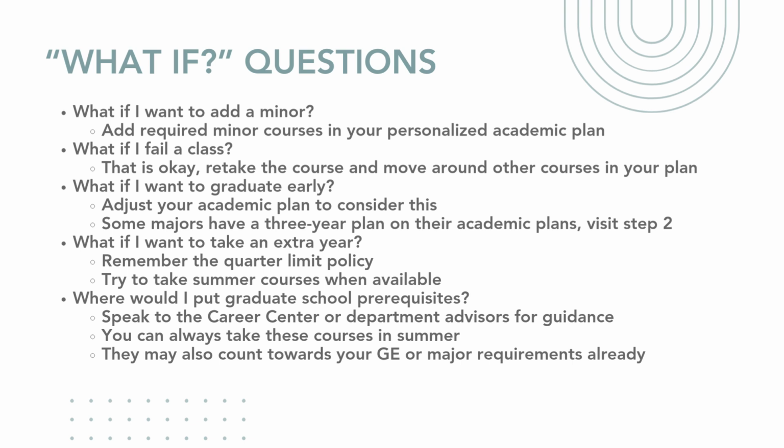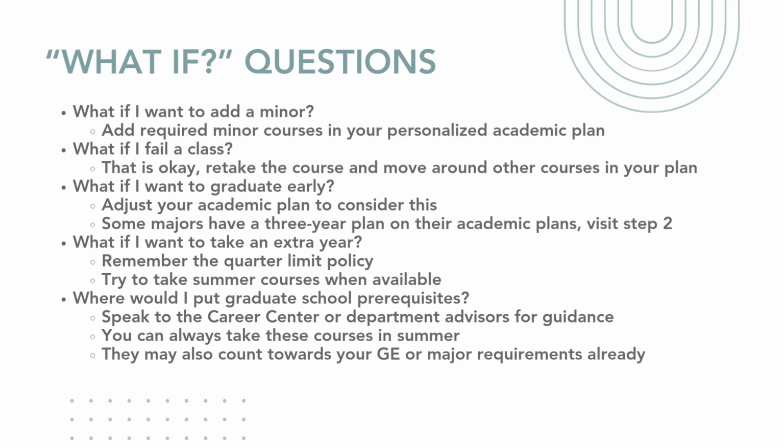Here are some common what-if questions we get that relate to academic planning. What if I want to add a minor? You can add a minor and add any required minor courses in your personalized academic plan. What if I fail a class? That is okay. Retake the course and move around on other courses in your plan. What if I want to graduate early? You can adjust your academic plan to consider this.